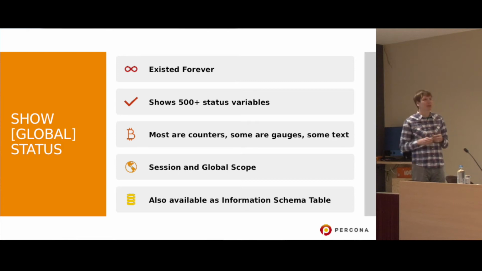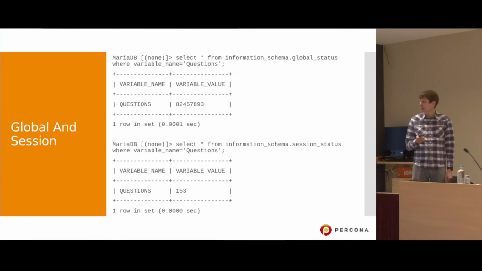Also, SHOW STATUS has a session and a global scope. So you can take a look at a value which is global for a session itself, or for a whole server, or you can take a look at what the values are for your current session. What is also interesting is that this data is also available in the information schema tables, if you prefer to use SQL syntax and select rather than show syntax.